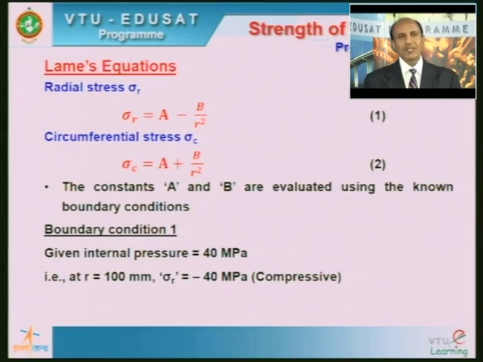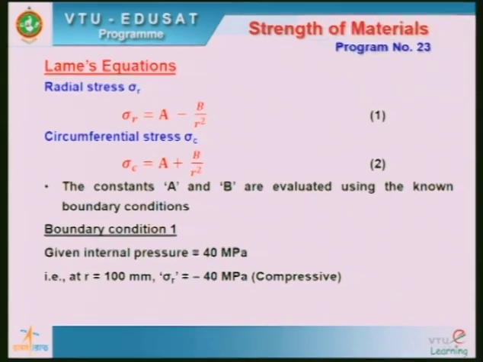The most important thing to understand here is that you have to have a minus sign for this, because in the free body diagram that we wrote, we considered radial stress to be tensile. But when you take the wall and subject it to an internal radial pressure, the element on the inner boundary is subjected to compression. So, we are going to write it as minus 40 megapascals.